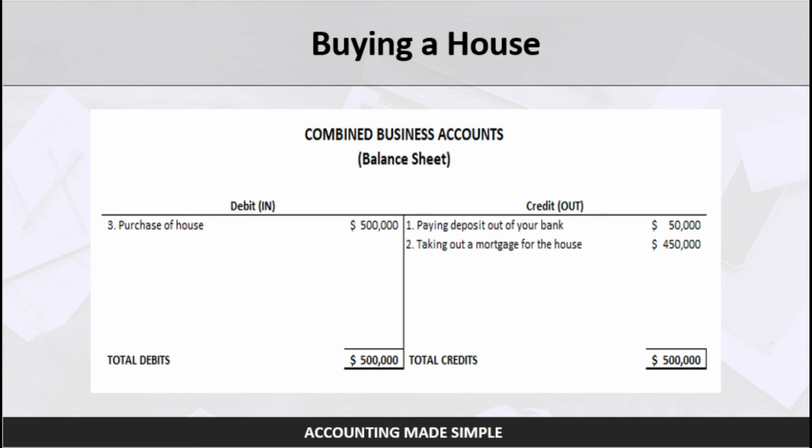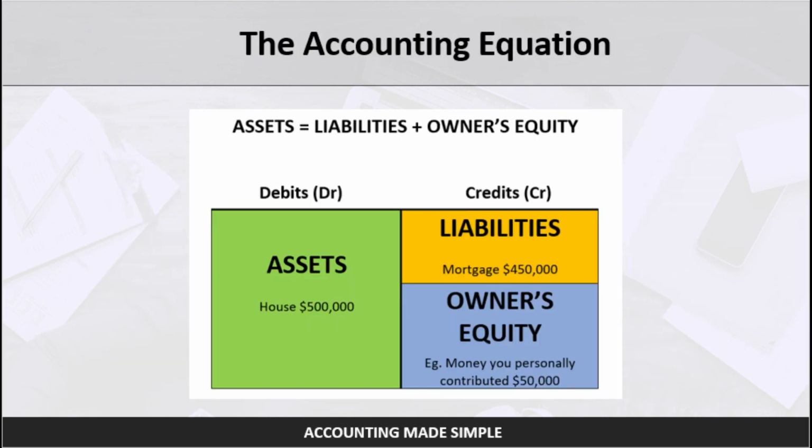How does this look when we combine the accounts together? Number one, paying the deposit out of your bank is $50,000 in the credit or the outside. Number two, taking out a mortgage for the house is $450,000 recorded also on the credit or the outside. Number three, we record the purchase of the house, which is coming in to our possession. So it's on the debit side for $500,000. This is how the debits and the credits to the accounts are shown on the accounting equation.